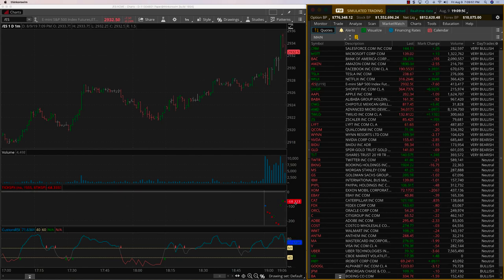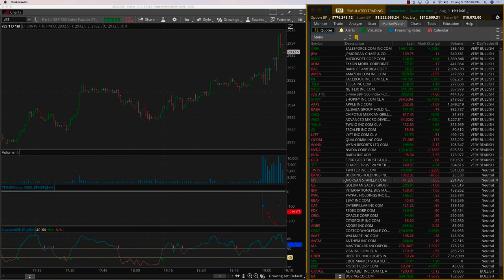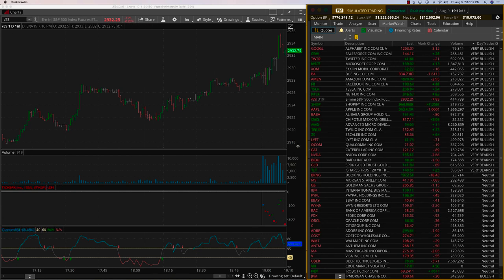So the ticks are still negative 20. Okay, so it's still negative. You would want to be careful, even though it says bullish, because after all, we are still down about 7-8 points on the S&P. So let's watch this and then we'll see. At some point, we'll move to the 5-minute chart.